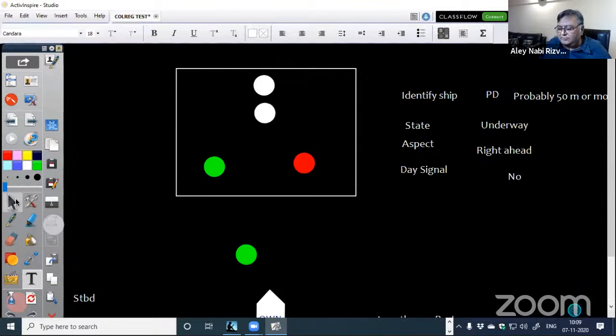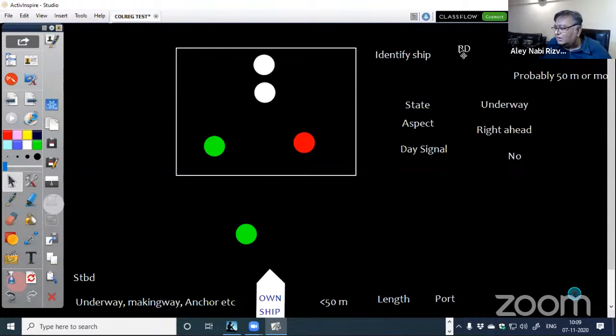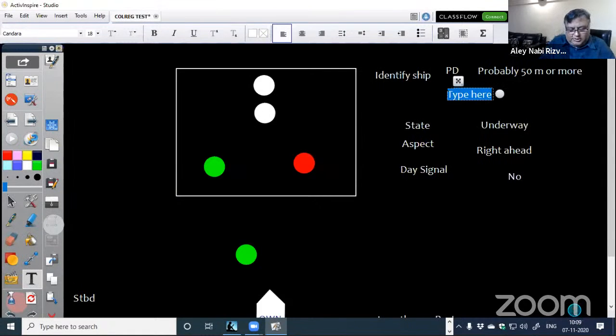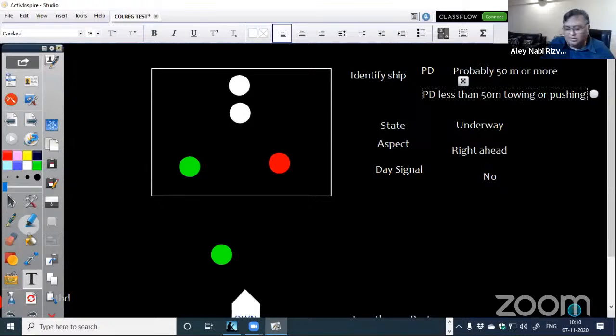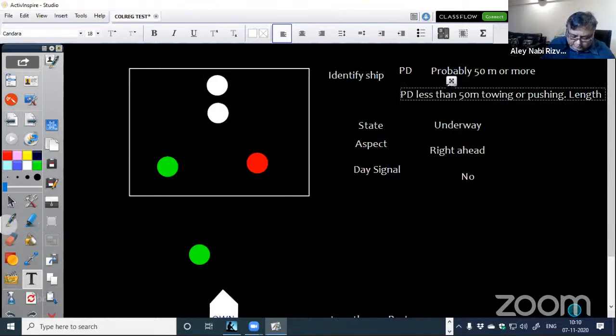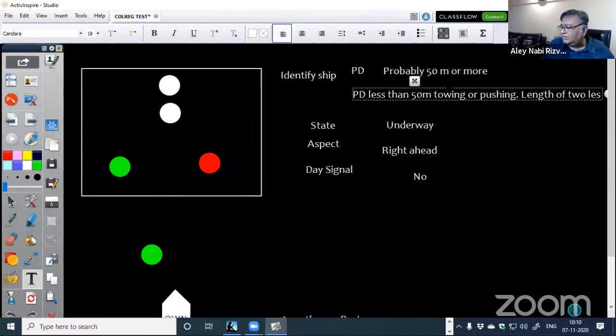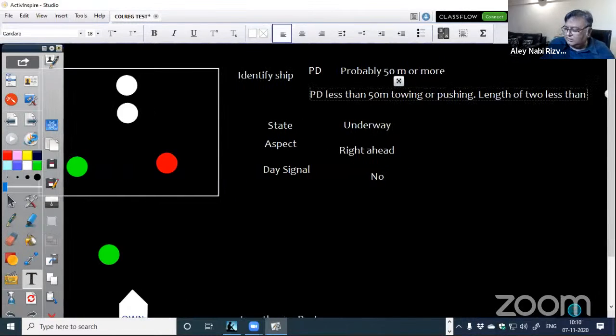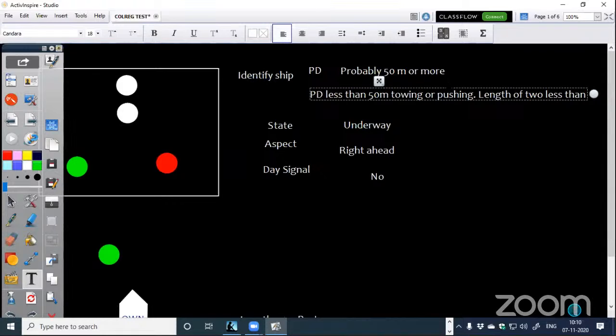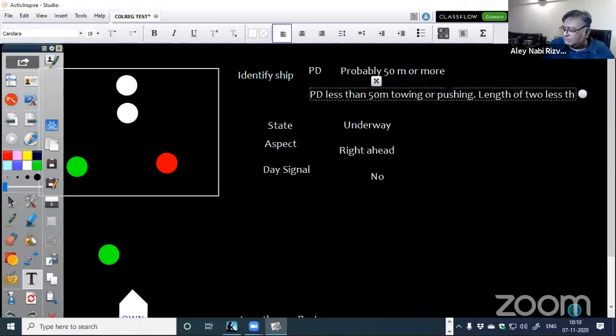So it is definitely a power driven vessel. It can be a power driven vessel, and probably 50 meter or more. But it could also be a power driven vessel less than 50 meter towing or pushing, and the length of the tow less than 200 meters. 200 meter or less.